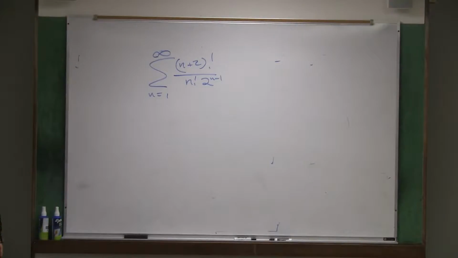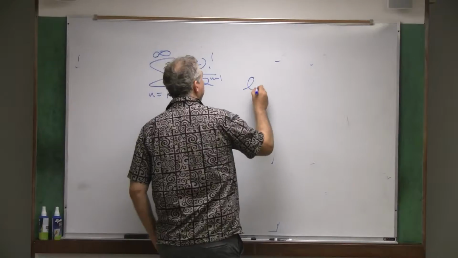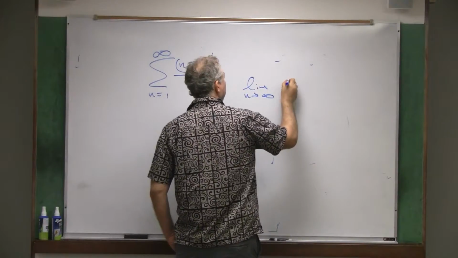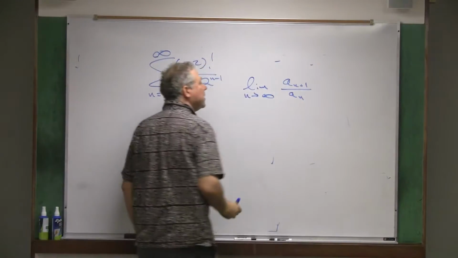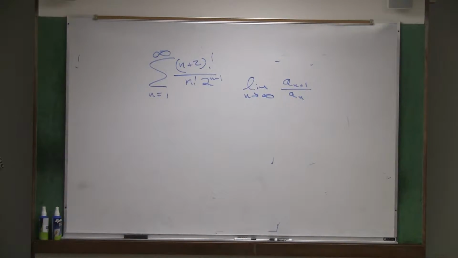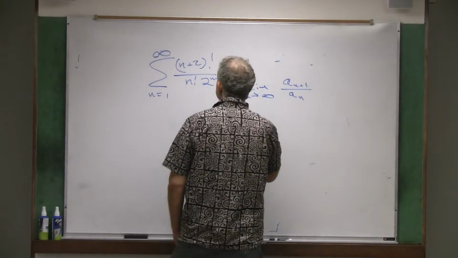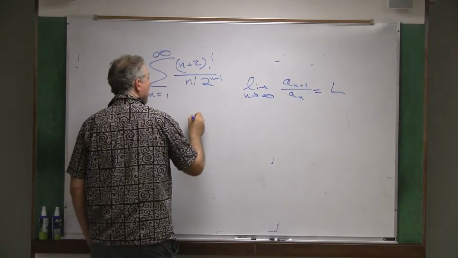So let's do the ratio test. We're going to take the limit as n goes to infinity of a sub n plus 1 over a sub n. And the test is going to be greater than 1, less than 1, or equal to 1. 1 is the point that you're going to be comparing this limit to. So let's see what the limit actually is.